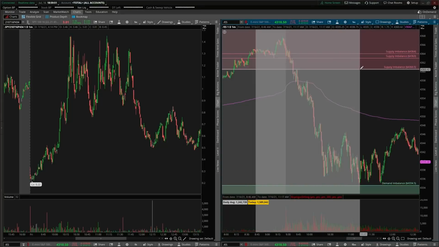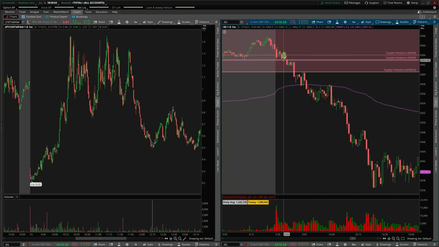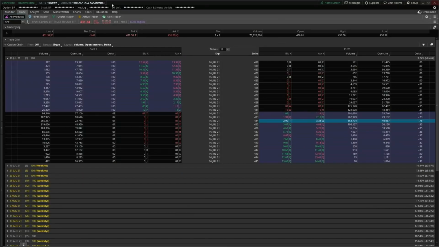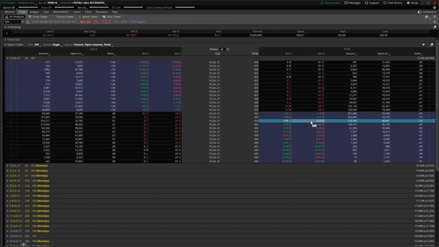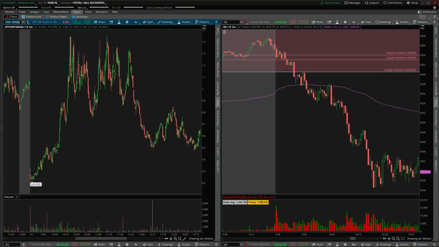So let's say we get valid confirmation at the supply zone. Once we get some heavy selling pressure, we break the low, we come out of supply, maybe we break below VWAP. I have certain confirmation signals that I do look for. If I'm ready to buy or I'm bearish on this ES chart, I will pull up the option chain. At this point, SPY was around 4360, 4350. So one out of the money would have been the 434s at that point while the market was trading. I just copied them and pasted them in this chart right here.